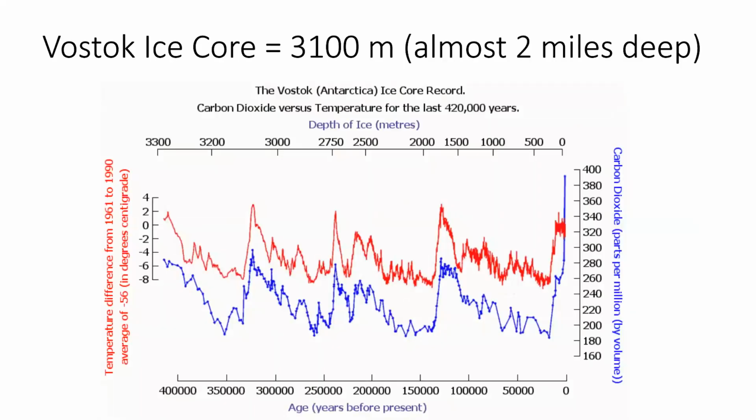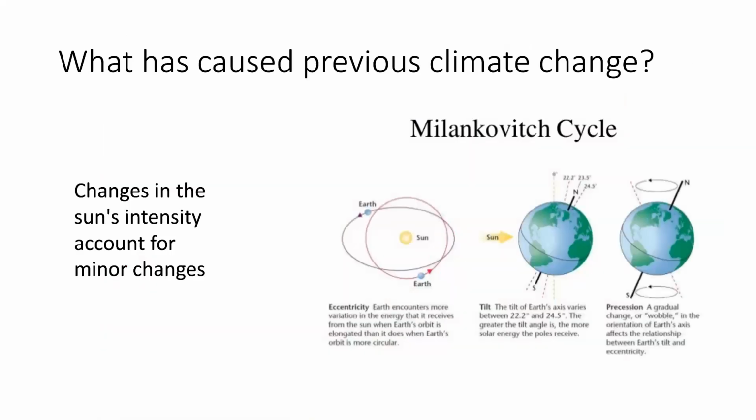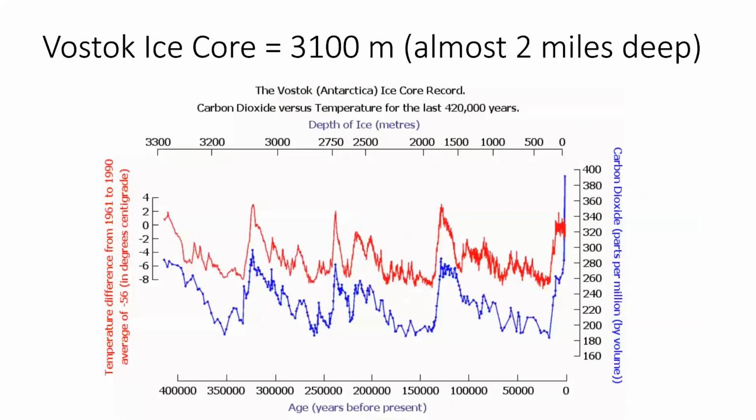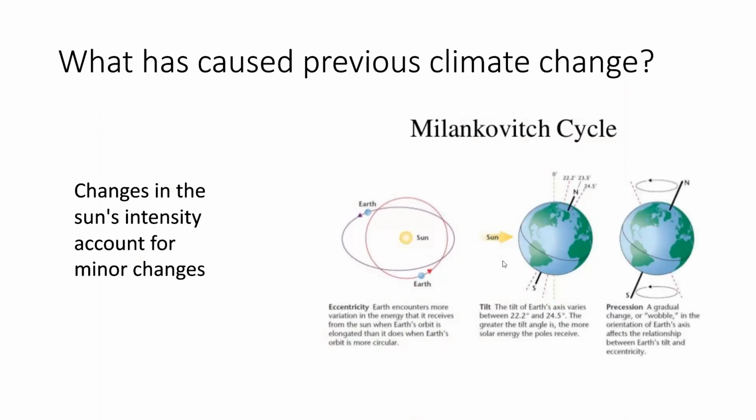And we'll talk about that a little bit later on. But what has caused the different climate changes, especially the drastic ones? It's going to be a combination of things. But even some of the smaller ones we can explain just with the differences in the intensity of the sun. So just the fluctuations in the output of the sun, that's going to impact the climate of the Earth.